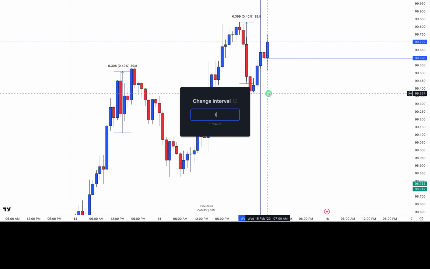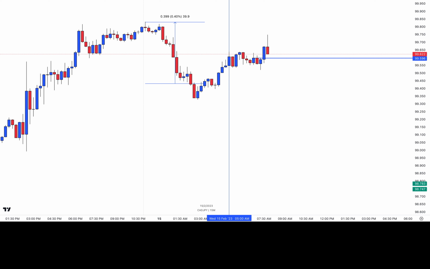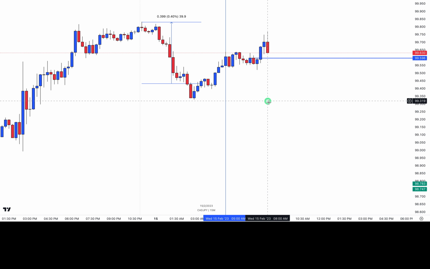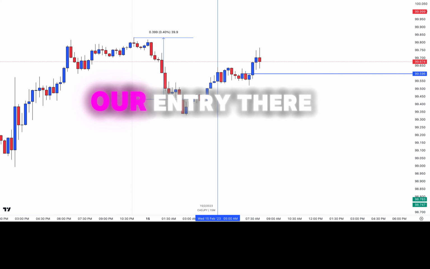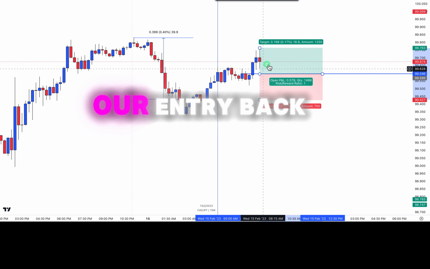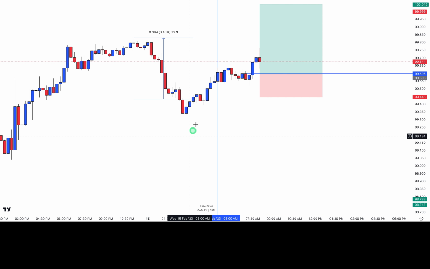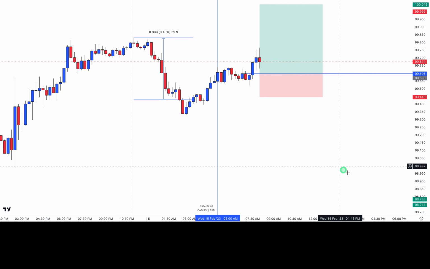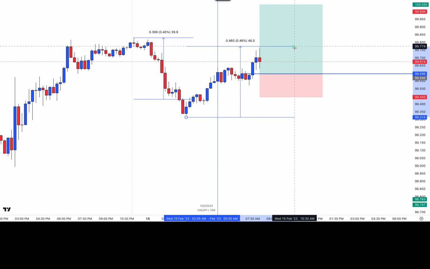Let's see at 8 what we'll be having. Okay, here is 8. So let's have our entry there. We can actually put our entry back to the neckline. But let's first test how many pips is from here to here. If it's 45, then that trade will be automatically invalid.